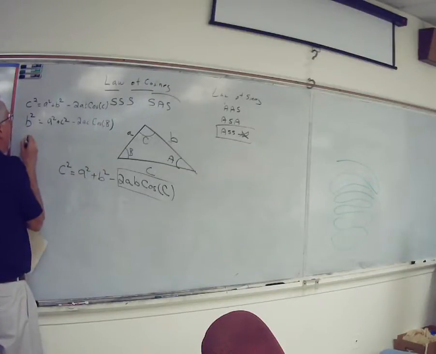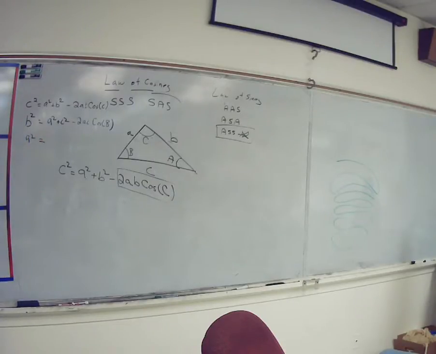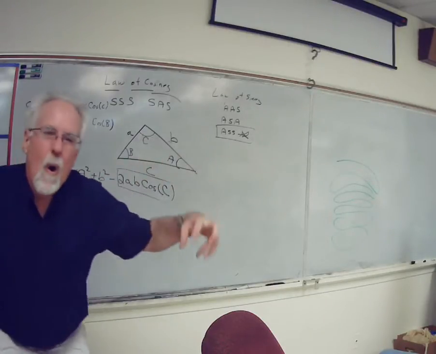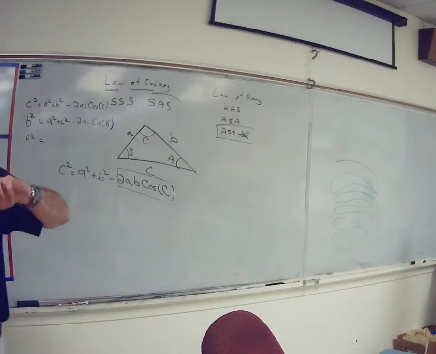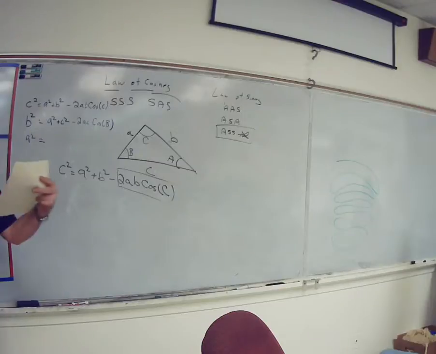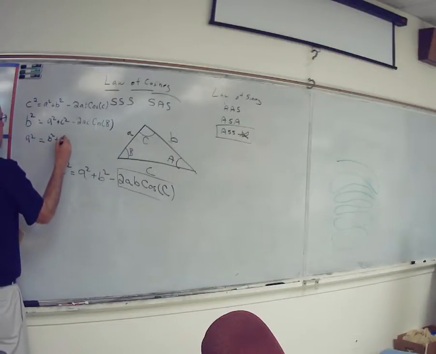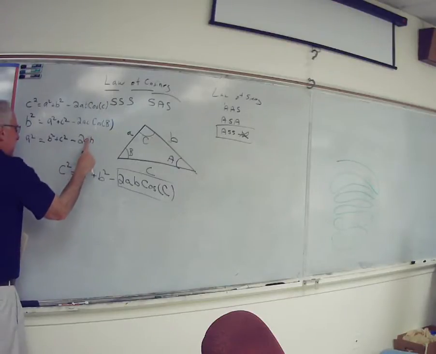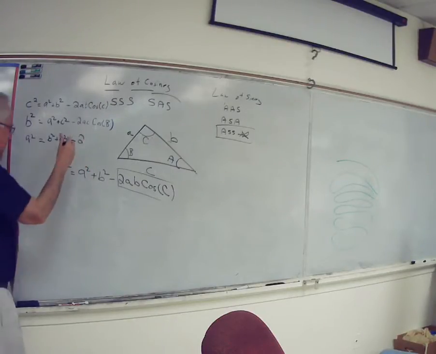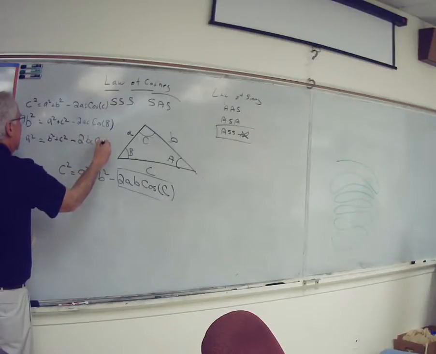Okay. Catherine, could you tell me what a squared is going to be? a squared equals b squared plus c squared, in the right order. What you were saying was not wrong, but it just comes out a lot easier to remember. a squared is b squared plus c squared minus 2bc cosine of big A. Alphabetical order.